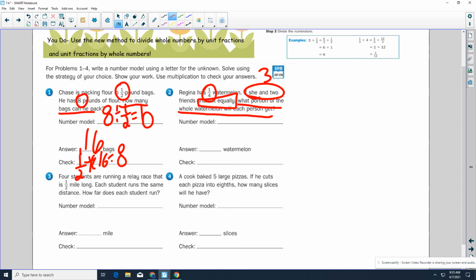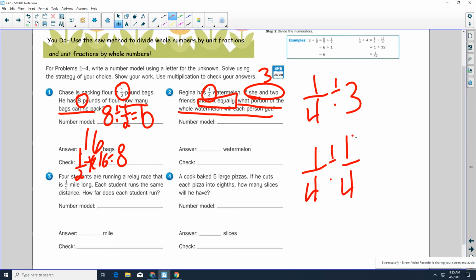Okay, so she has 1/4 of a watermelon, and that's what she's splitting up. She's dividing it among 3 people. Remember, she doesn't have 3 watermelons. She has 1/4 of a watermelon, and she's sharing with 3 friends. So again, I want to rewrite this as a fraction with a common denominator of 4. And I know 3 times 4 is 12, and I can check that: 12 divided by 4 does equal 3. So 1 divided by 12 is simply 1/12.